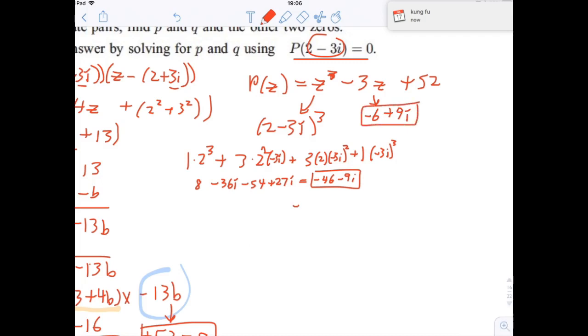So let's add those two together. We have minus 46 minus 9i, minus 6 plus 9i, plus 52. So, oh my gosh, that ends up being 0, right? Negative 9i plus 9i is 0. Negative 46 minus 6 is negative 52. Plus 52 is 0. So it worked. We checked it and it worked.